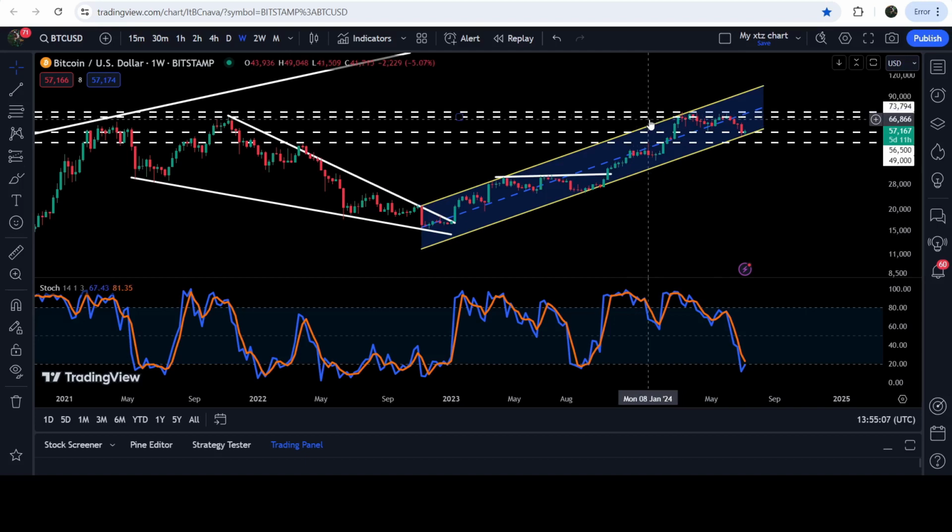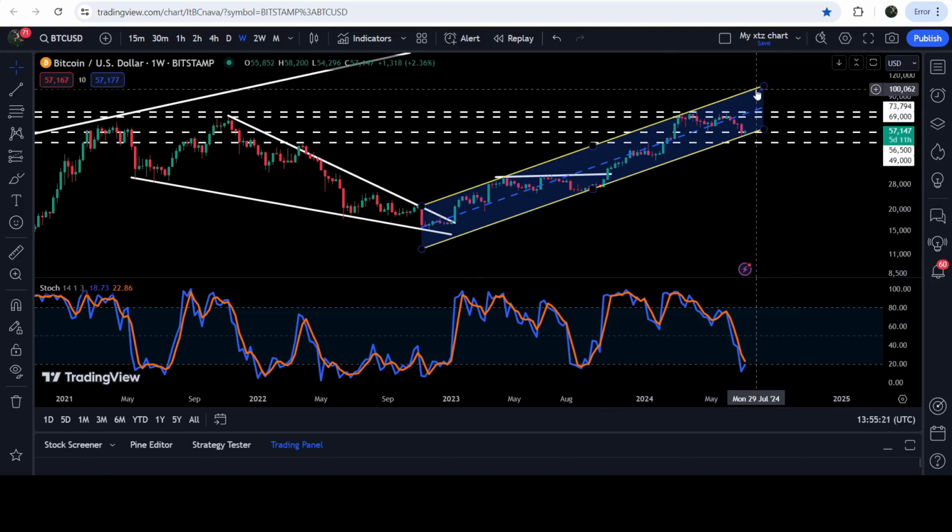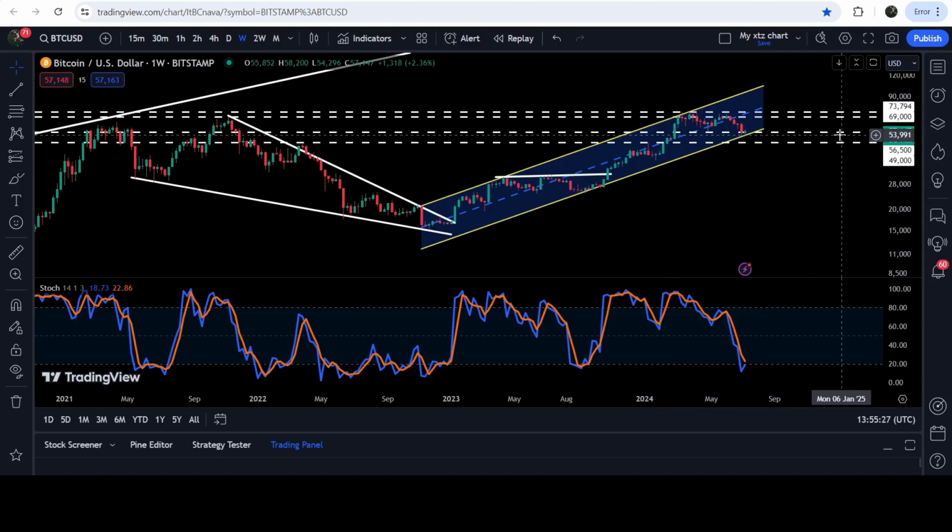And this resistance zone starts from $69,000, that is the highest price of the month of November 2021, and goes to $73,794. And after breaking out this resistance zone, it can move to the resistance of the channel once again, somewhere here, approximately at $100,000. But still, we are moving at the very critical support that is here at $56,500, and then we will have the next support of $49,000 as well.